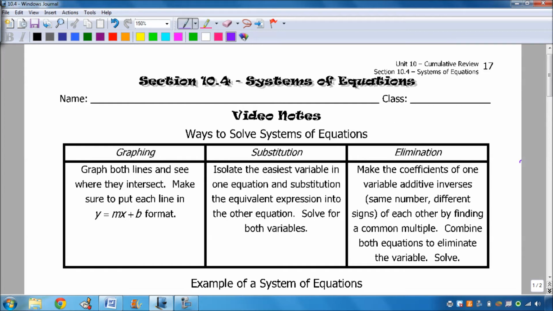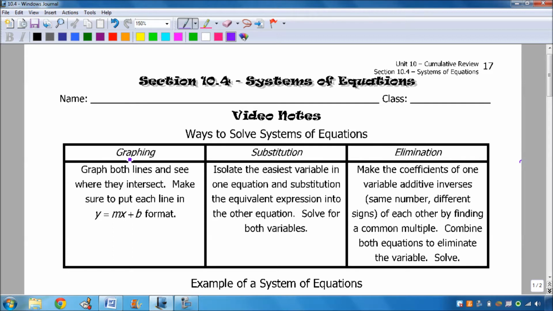Hi, ladies and gentlemen. We are on page 17 of our pink packets, and we're looking at section 10.4, which is on systems of equations. And we learned 3 different ways to solve a system of equations. The first way is by graphing. The second way is by substitution, and the third way is by elimination.